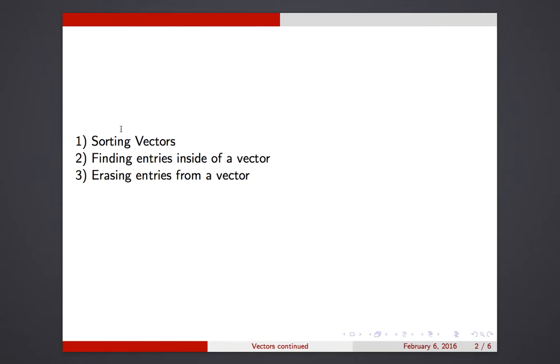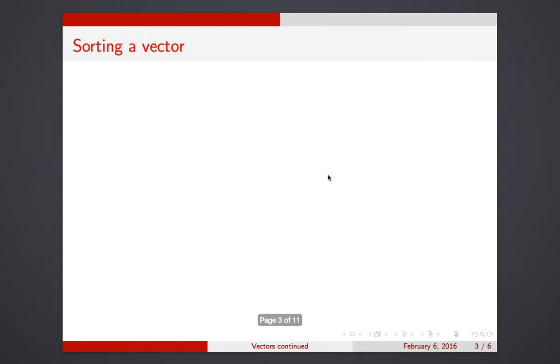What I want to do is show you how to sort a vector, how to find a particular entry inside of a vector. So if you have a list of whole numbers, how do you know if the number 7 is in there? So finding things. And the final thing we'll talk about is how do you erase something from a vector? We already have this pop_back function that will erase something from the end of the vector, but suppose you don't want to erase from the end. Suppose you want to erase from the middle. I'll show you how to do that.